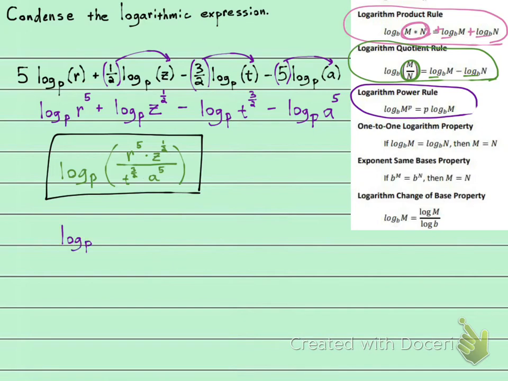Log base p, and this is going to be r to the 5th. And then z to the 1/2 is the same thing as the square root of z. Okay, your index is 2. And on the bottom, I'm going to write the a to the 5th first. And then t to the 3/2 is going to be the square root of t to the 3rd. Okay, there's the 3, and the index would have been 2.